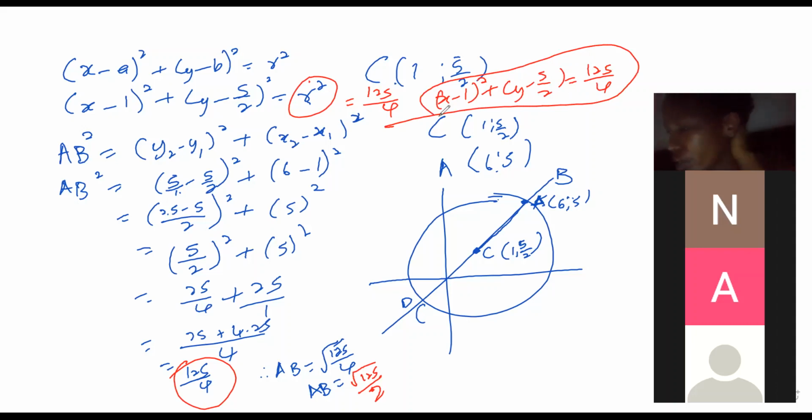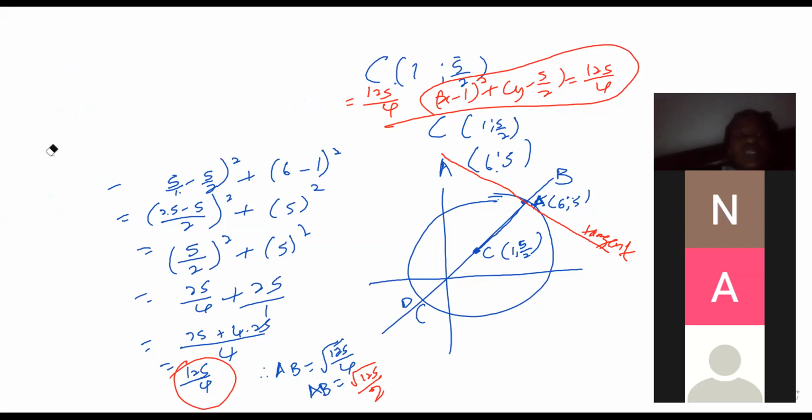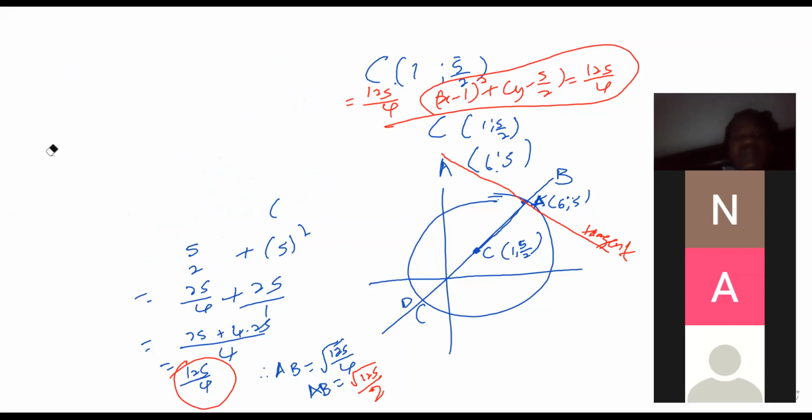Okay, then the last question is to determine the equation of a tangent passing through point A. They want the equation of this tangent. We said a tangent is always perpendicular to the radius. Remember that even when you do your Euclidean geometry, the tangent is always perpendicular to the radius. That means they form a 90-degree angle.